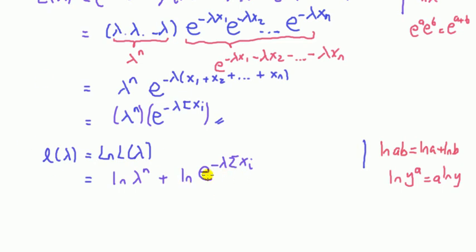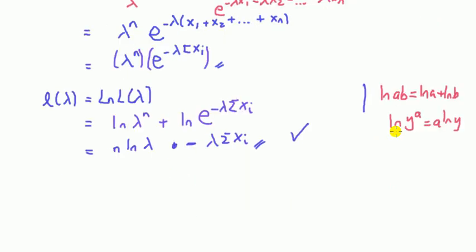Also, you know that a log is like the inverse of an exponential, so that'll just go, so you're only left with that. So this can be written as n log lambda, and it's going to be a minus, because that's gone, minus lambda sum of xi. Right. Okay, well, that's the first step, and that is the log likelihood.